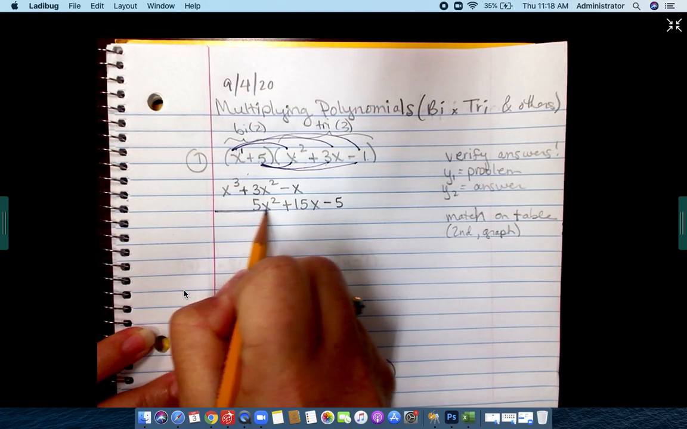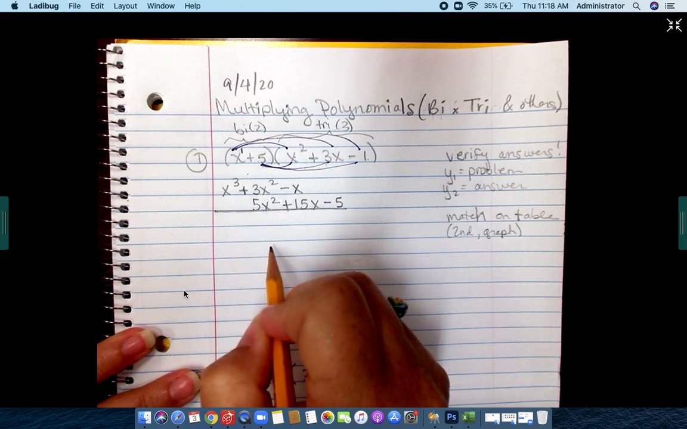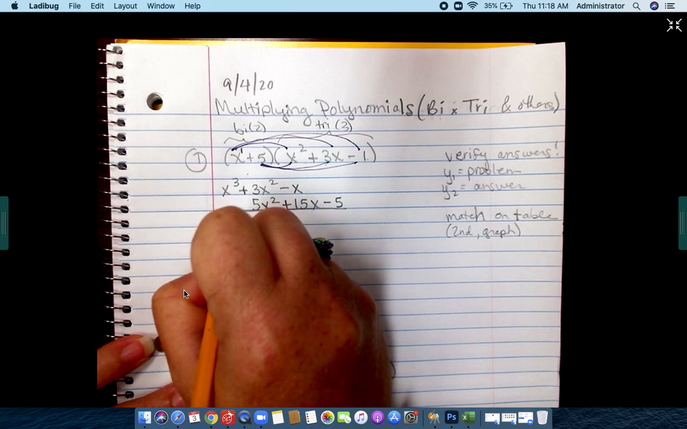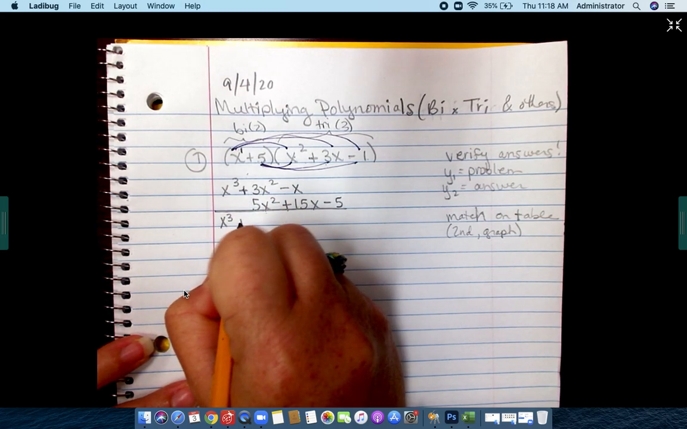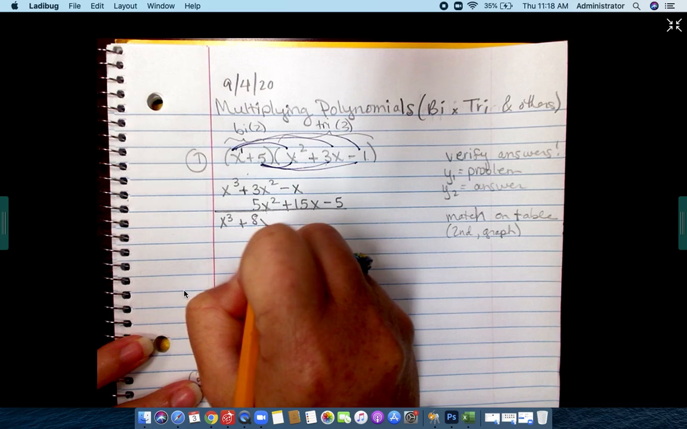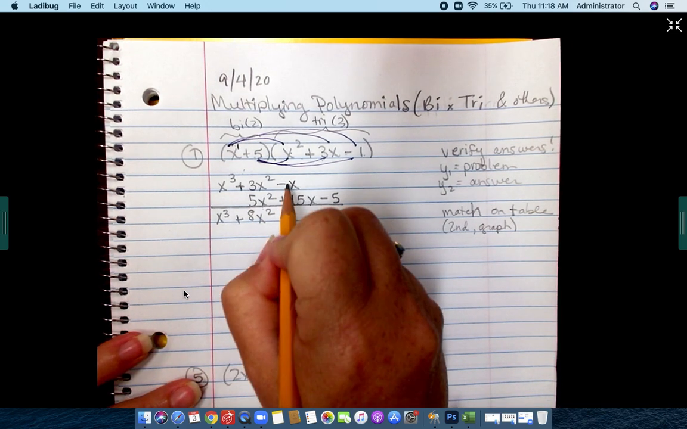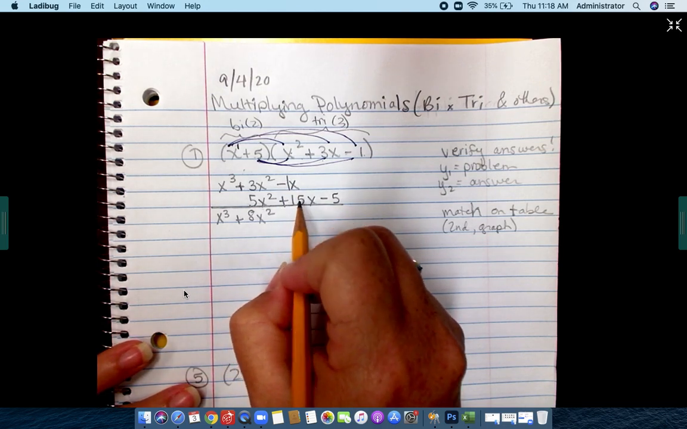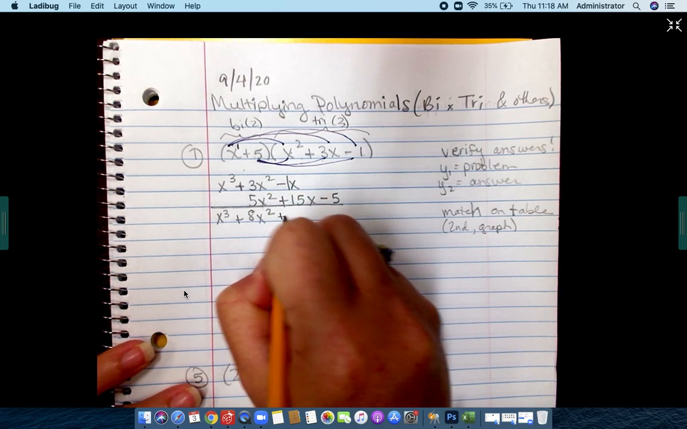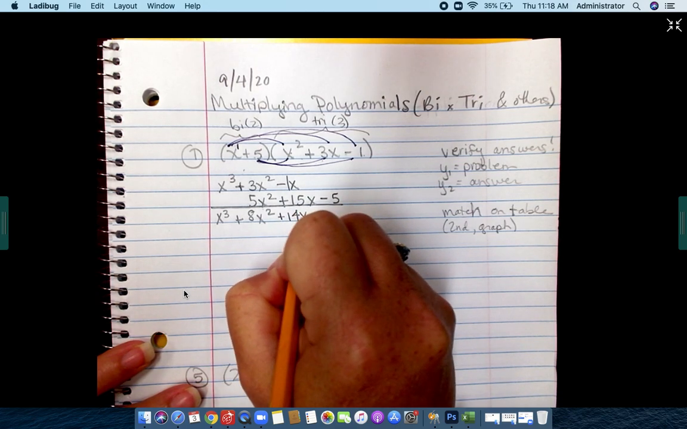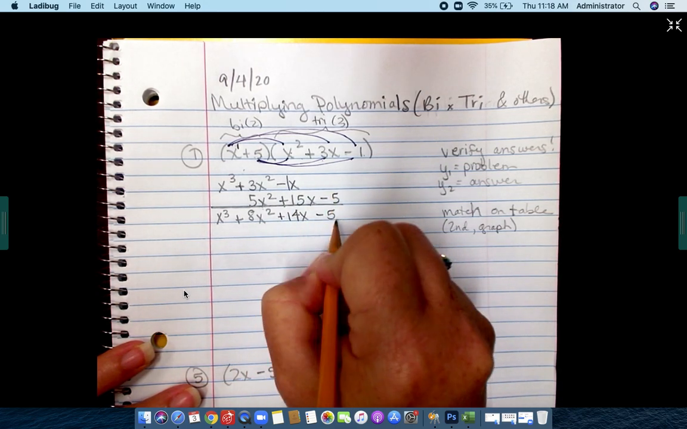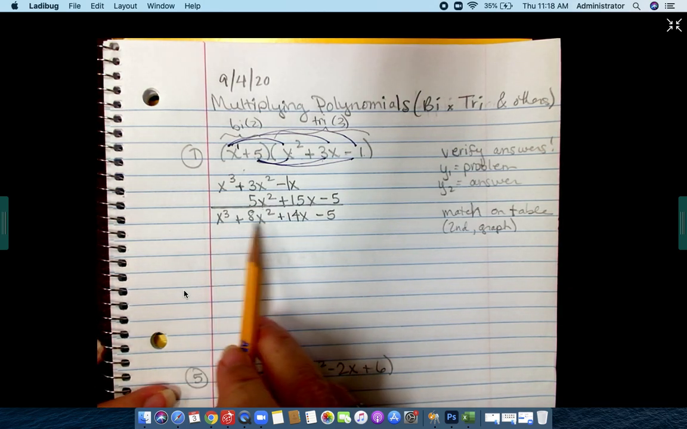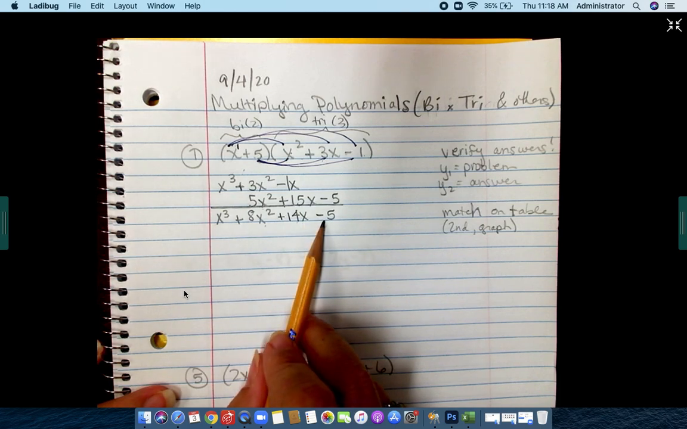I am going to draw a line and then combine any like terms I have vertically, bringing all my terms down. So I'm going to bring down my x cubed. This is positive. 3 plus 5 is 8x squared. Negative 1x plus 15x. So negative 1 plus 15 is the same thing as 15 minus 1. 15 minus 1 is positive 14x. And then I bring down my negative 5. I just don't have another term to combine it with. So at this point, I don't have any like terms, so I shouldn't be able to combine anything.